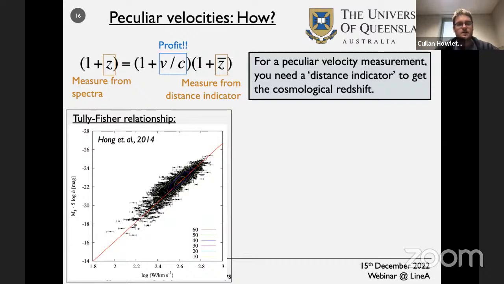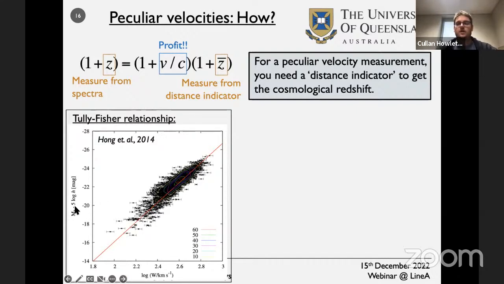And so the first is the Tully-Fisher relationship, which is a relationship between the rotation speed of a galaxy on the x-axis and its true brightness. Once you have an estimate of its rotation curve, basically its rotation speed, you can read off this graph to get an estimate of its true brightness.